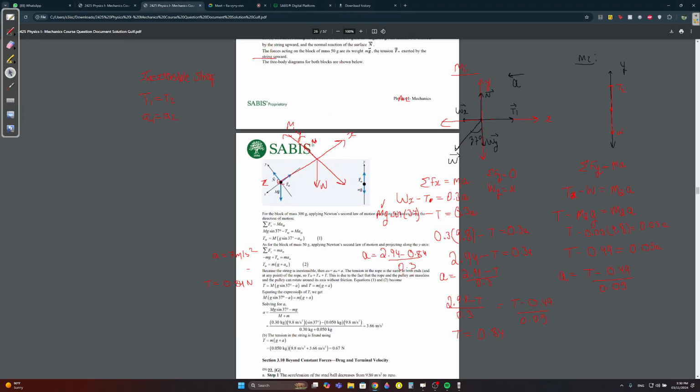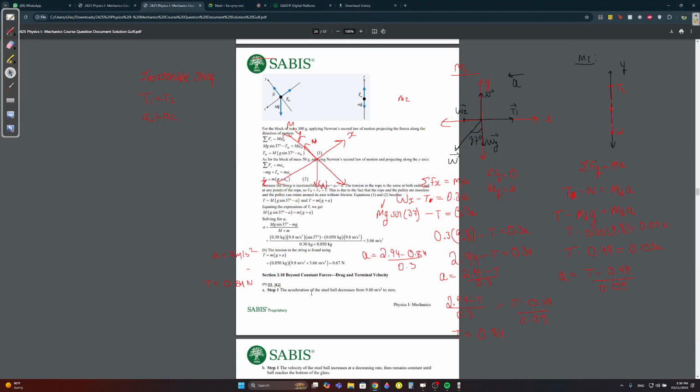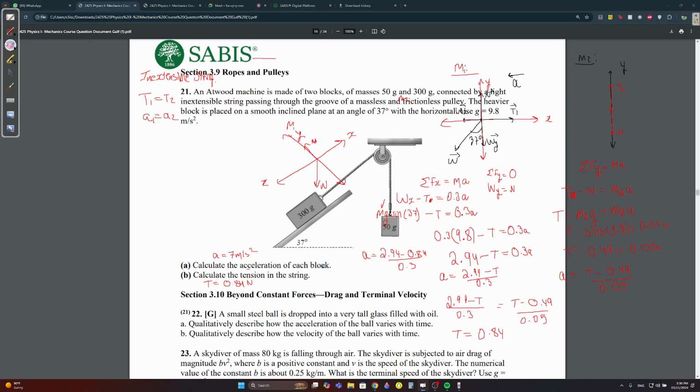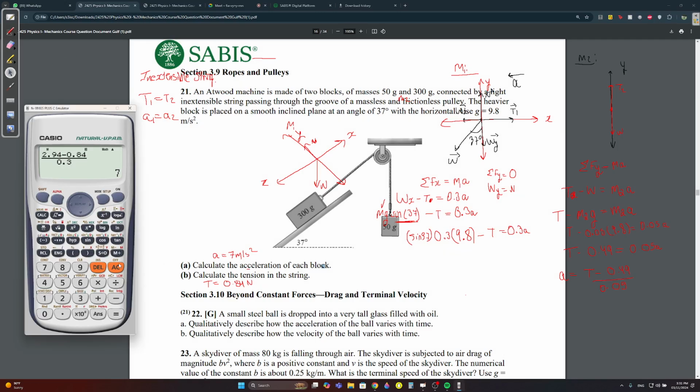Let's check our answer. That is not the same answer I got in the solution. Yeah, I get why I got it wrong. I forgot to multiply by sine 37 over here. So let me just repeat the steps again. My bad. Forgot sine 37. Let me erase this. Multiply by sine 37. 0.3 times 9.8 times sine 37.